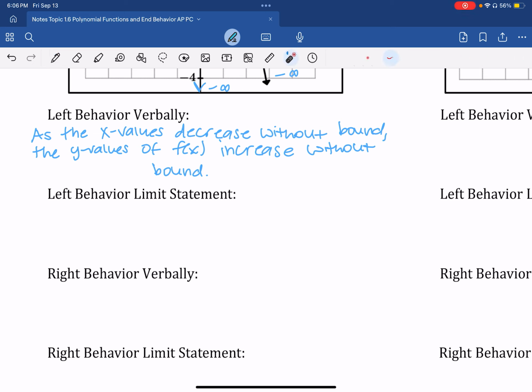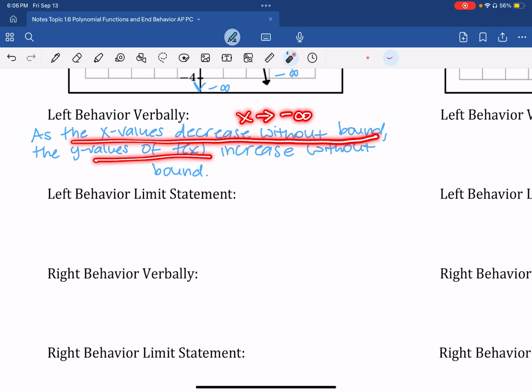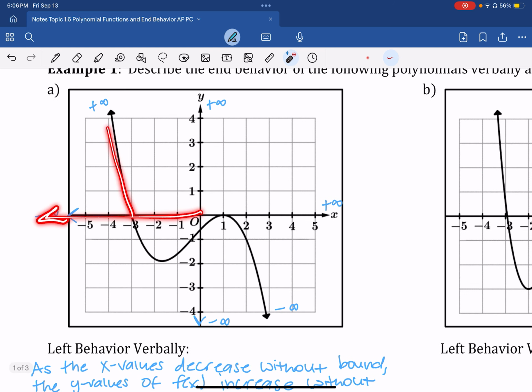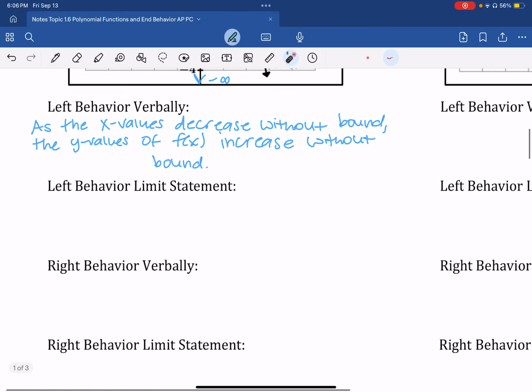Okay, so again, as the x values decrease without bound, that means that x is going to negative infinity. The y values of f of x increase without bound. That means that the y values are going up to positive infinity, right? So as we went to the left, the y values went up.